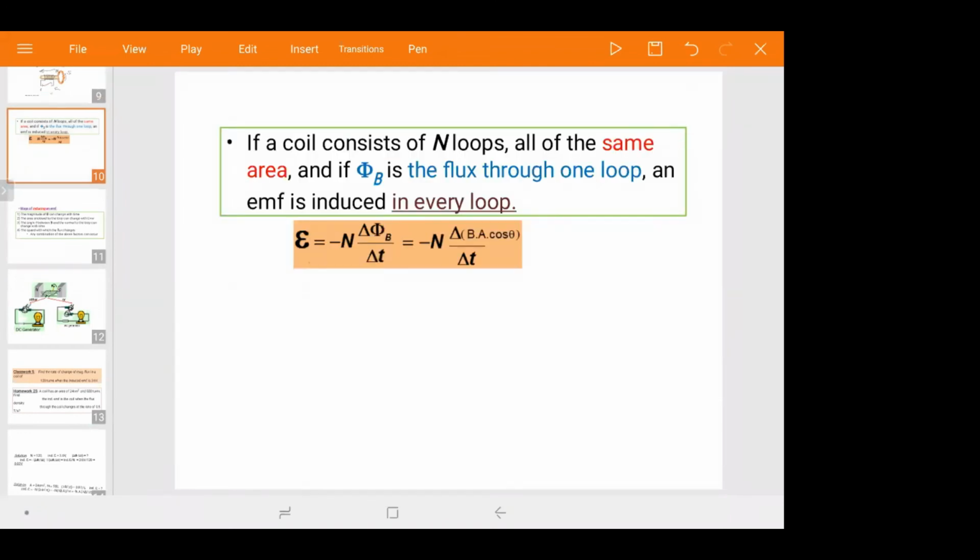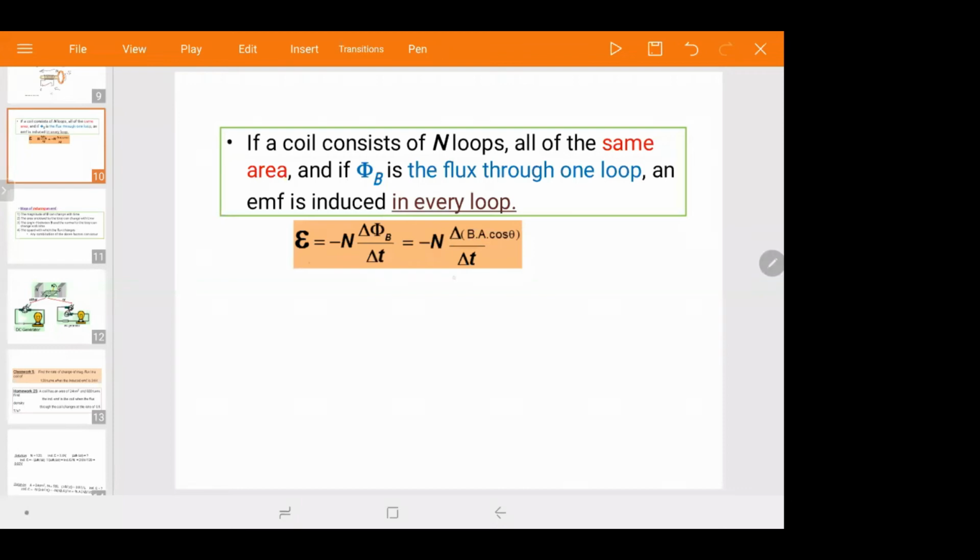By the way, this formula tells you that induced EMF depends on the number of turns in the coil or on the magnetic field strength. If the magnetic field strength is changing, if a magnet is coming and going, it's the magnetic field which is changing. Or if it's a wire that is rolling, it depends on the area.